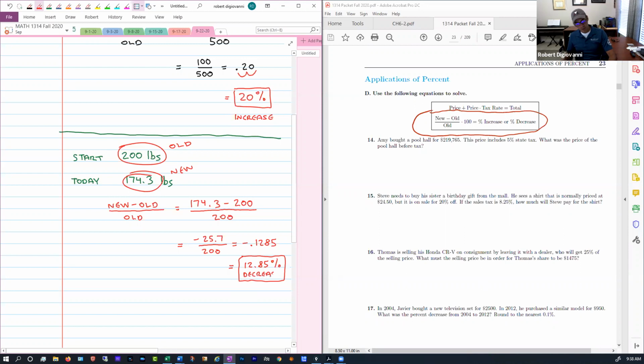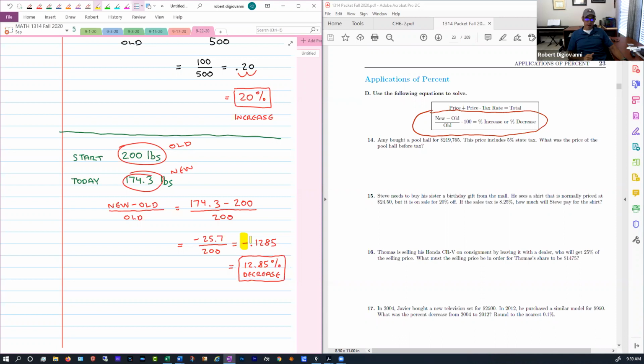And the thing that'll tip you off as to the fact that it's a decrease is the fact that we had a negative. The negative is telling us that we went down instead of up. And in the previous problem, we had a positive answer, right? So that means it was an increase. So I lost almost 13% of my body weight in the last few months. Make sense? Students usually have no big issues with this formula. Just be careful that you don't get the new and the old mixed up.